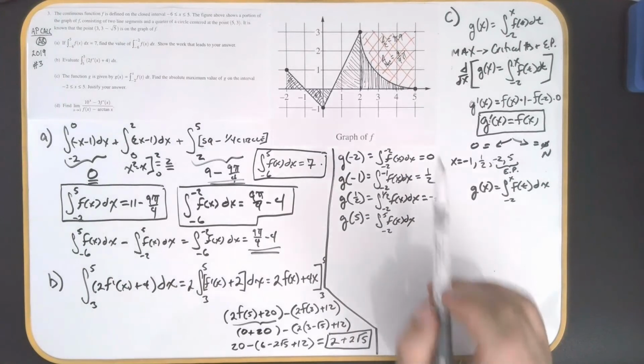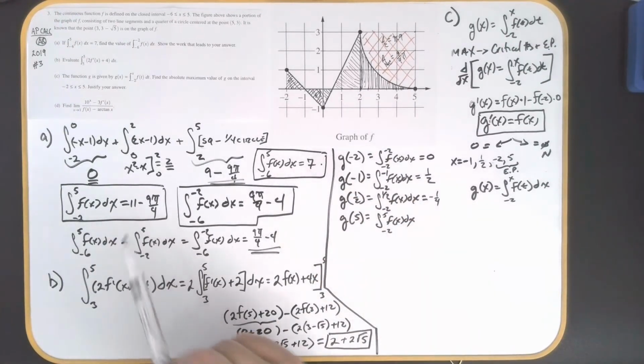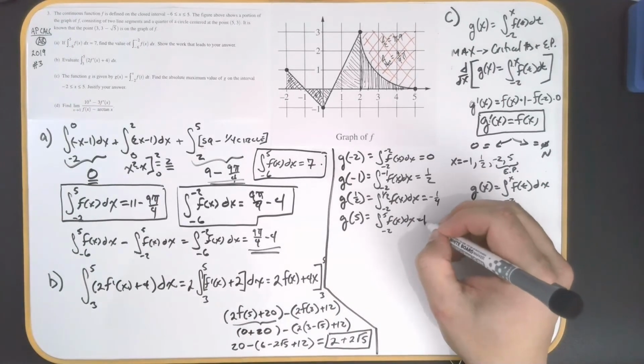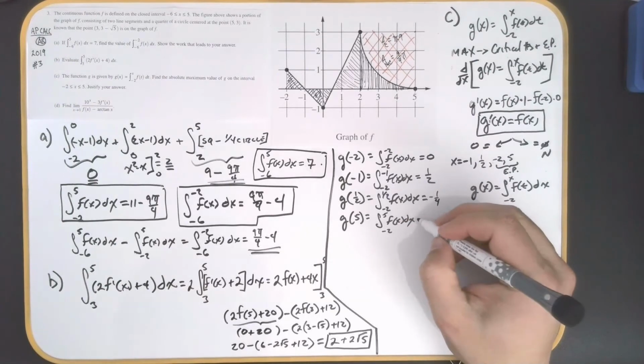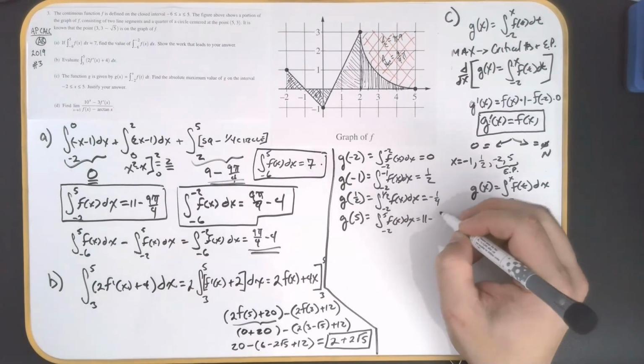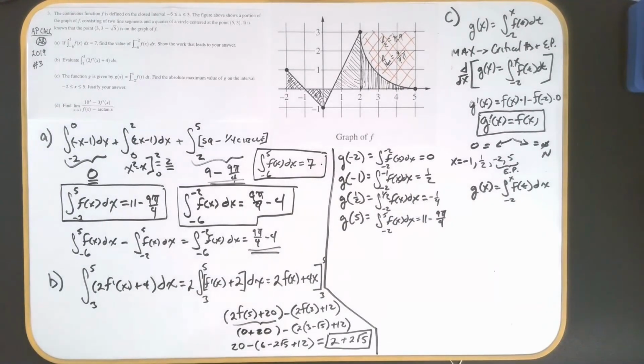Wasn't that what we did with the very first question? We went negative 2 to 5. In fact, that's right here. We already did that. It's 11 minus 9 pi over 4. Okay?